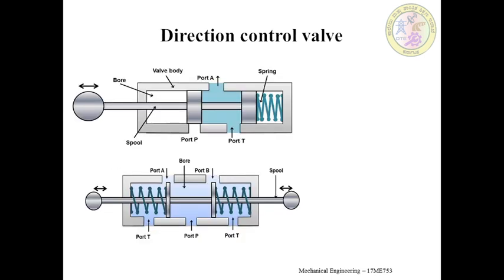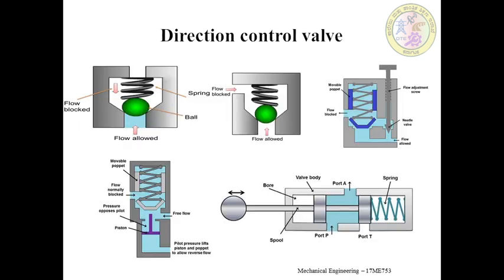Means when the closing member is not a ball but a poppet energized by the spring, it is known as a poppet valve. The typical poppet valve is shown in the figure. This is the typical poppet restriction type of check valve.